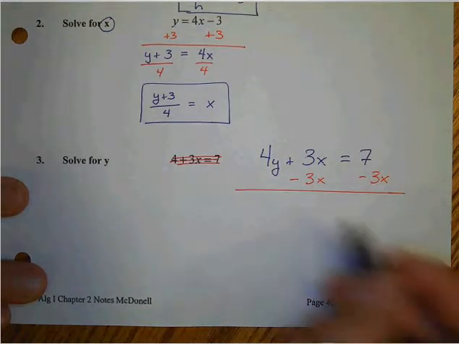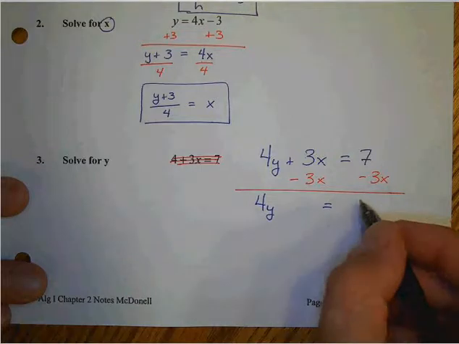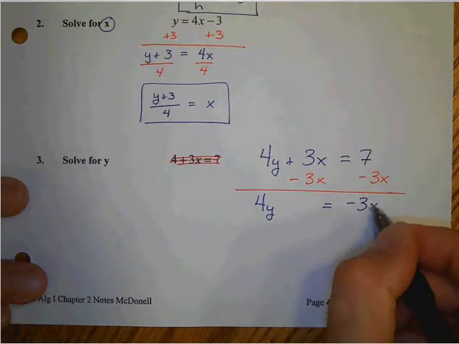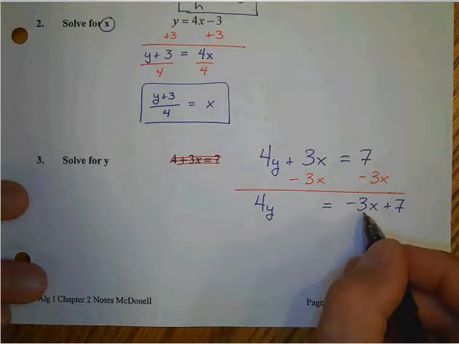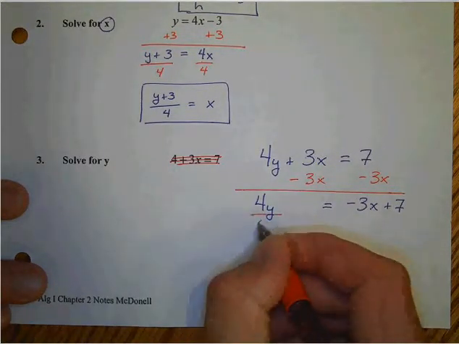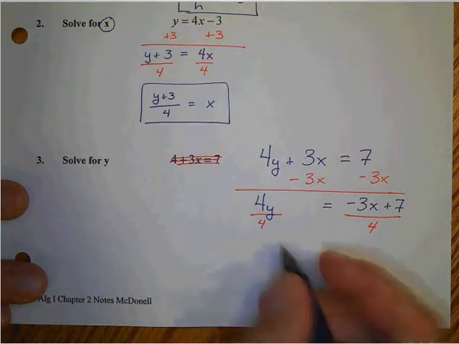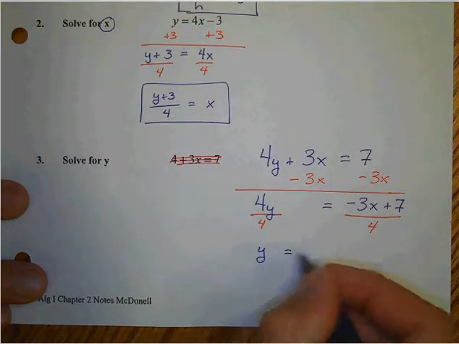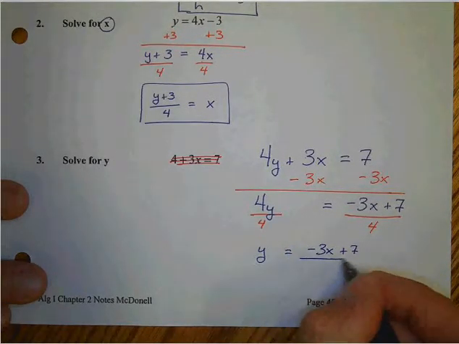What's left on the left is just 4y. What's left on the right is negative 3x plus 7. We're always going to try to leave our x's in the front when we have problems like this, and not say 7 minus 3x. You could do that, but it's not necessary. We're going to finish the problem by dividing both sides by 4. That leaves us an answer of y equals negative 3x plus 7 all over 4.